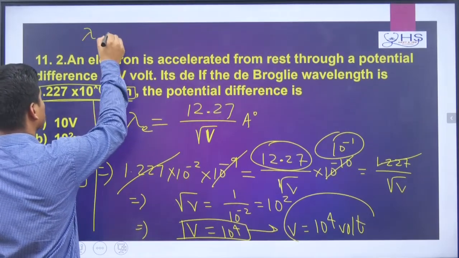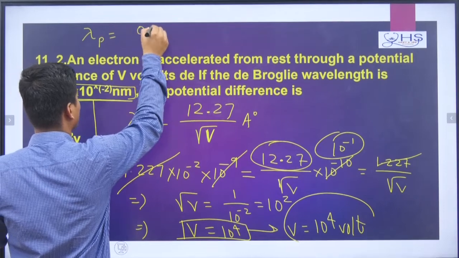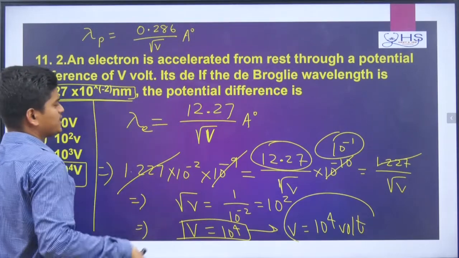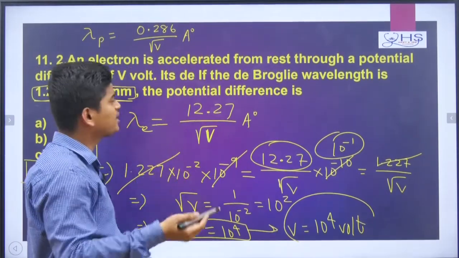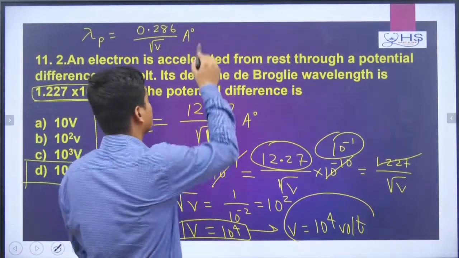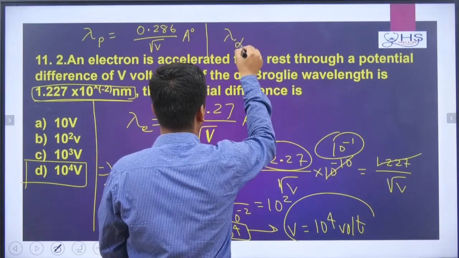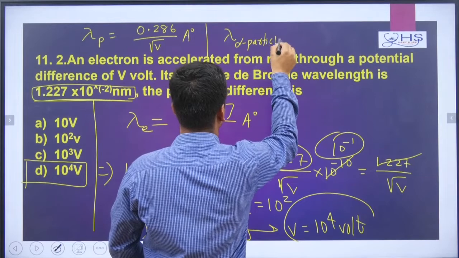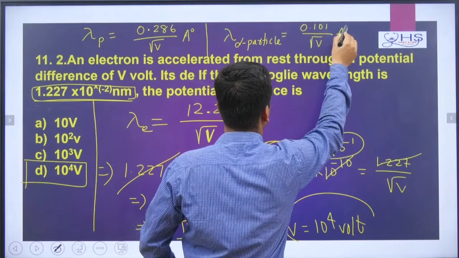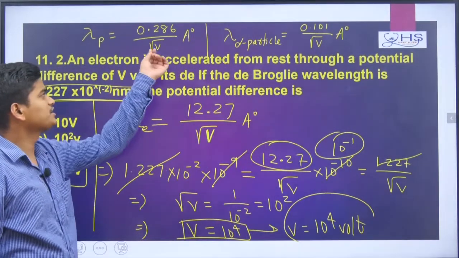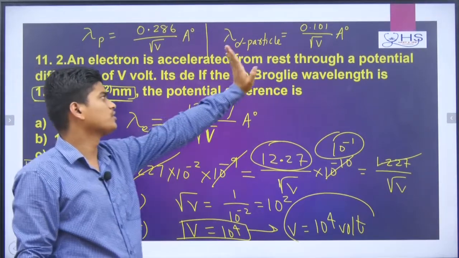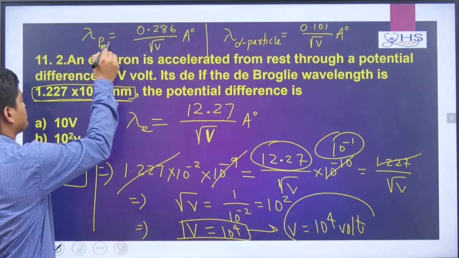Suppose it is a proton, then the same formula will change to 0.286 by root V into angstrom, where V is the potential difference. Okay. So remember, when a charged particle moves in a potential, this type of wavelength comes for that particular charged particle. Here lambda of alpha particle you can also write: 0.101 divided by root V into angstrom. So if a potential is given, directly substitute and you get the wavelength. Mostly they will ask electron, proton and alpha particle. Okay. So here remember it is for proton.